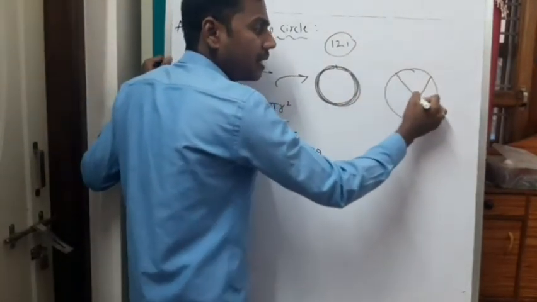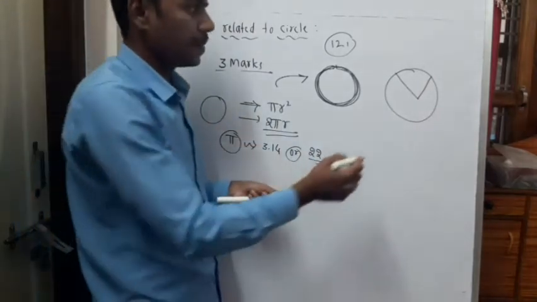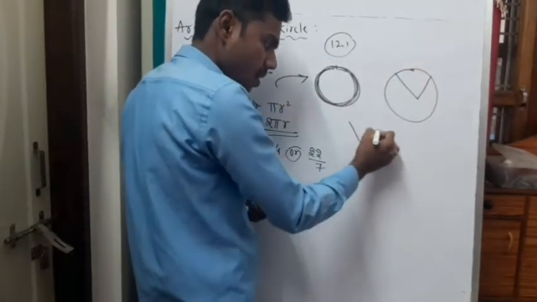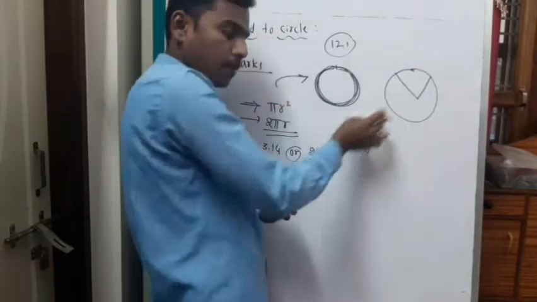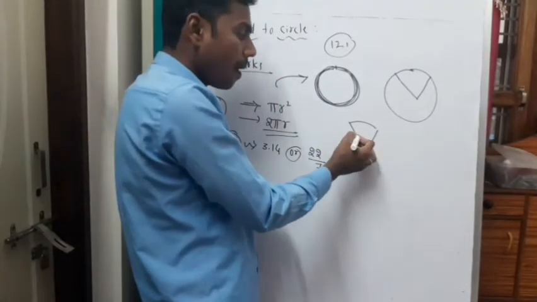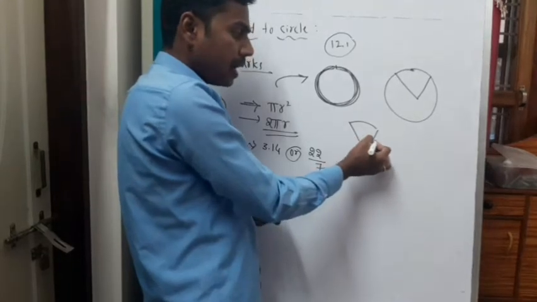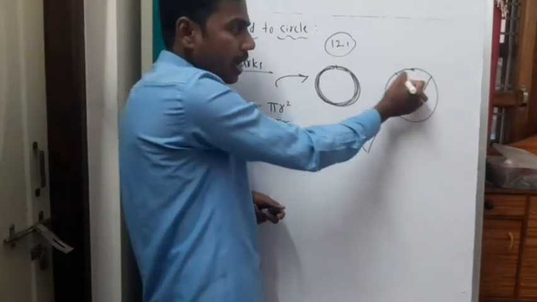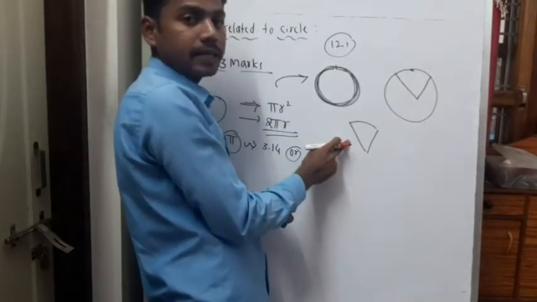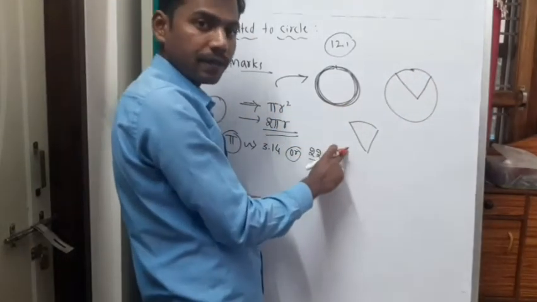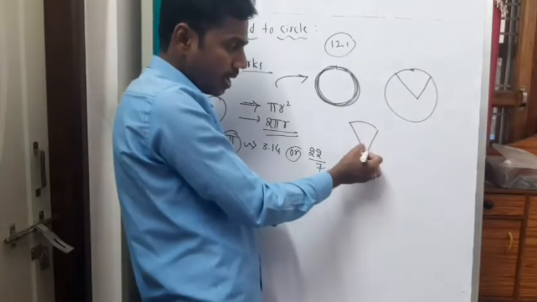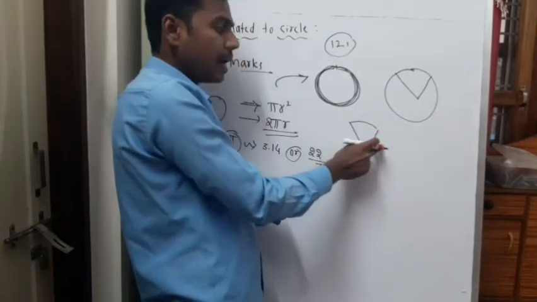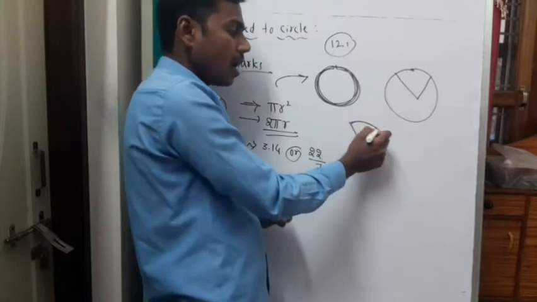Then we are going to talk about sector. What do you mean by sector? Sector is a portion of a circle. It is made up of 2 radii and 1 arc. It is enclosed by 2 radii and 1 arc.